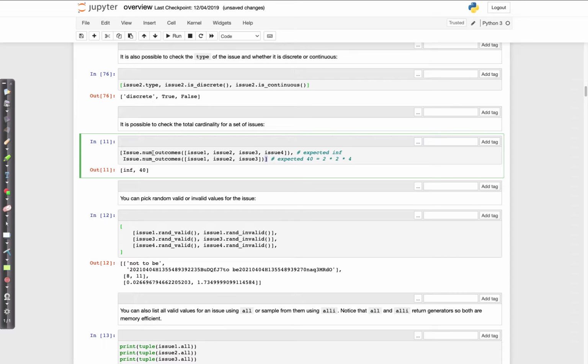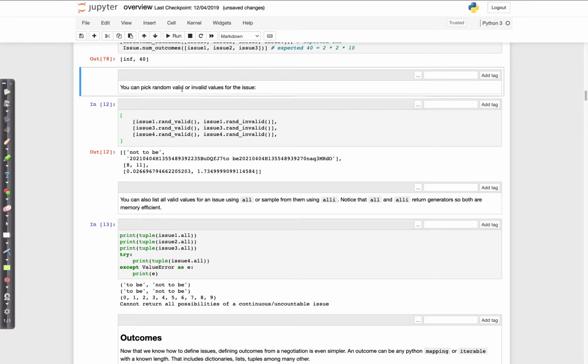Okay. And here, again, there are some functions. These are class methods defined on issue that give you some information about the issue space. For example, how many outcomes are in the issue space. The first issue space has issue 1, 2, 3, and 4, and the count is infinite because issue 3, I think 4, was continuous, so that's why it's giving infinite. But the other one has 2 issues, 10 issues, and 2 issues, so the total is 40. Actually, that's 10. Let's correct it.